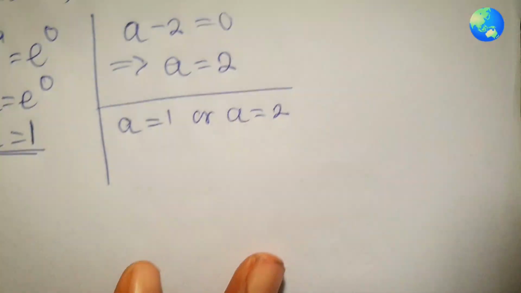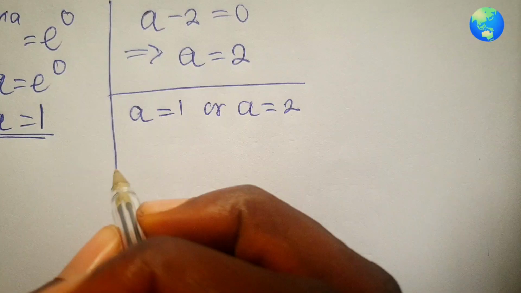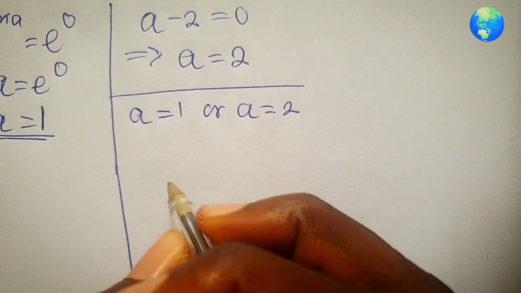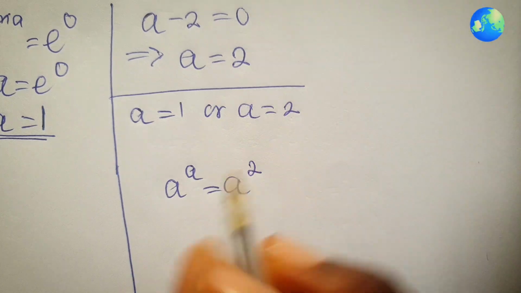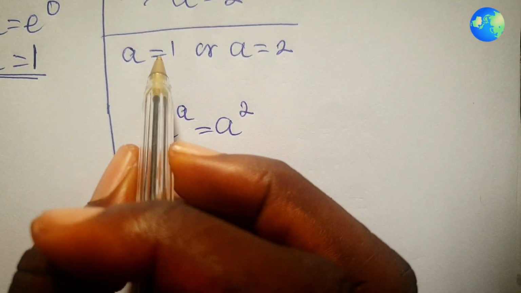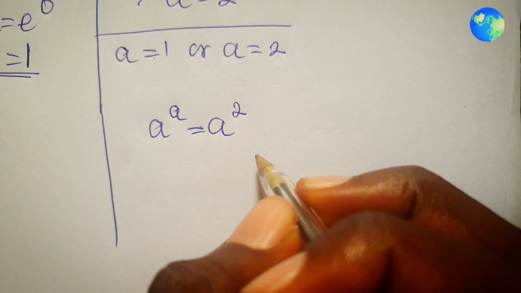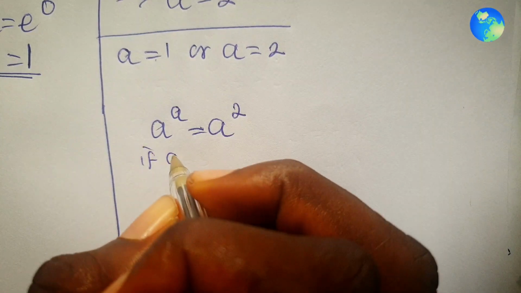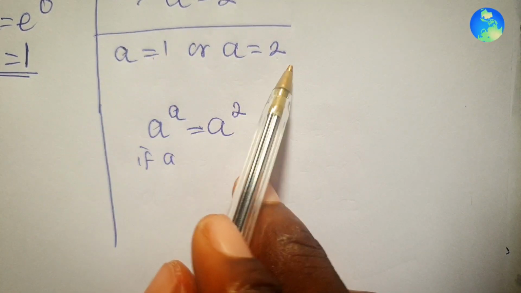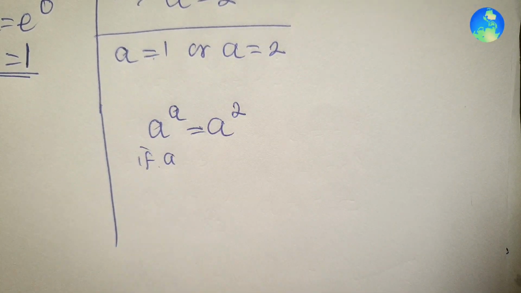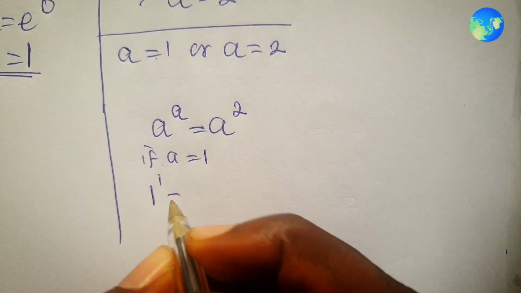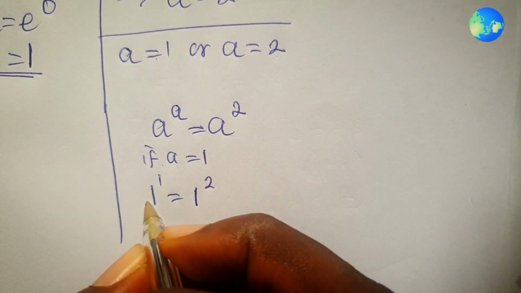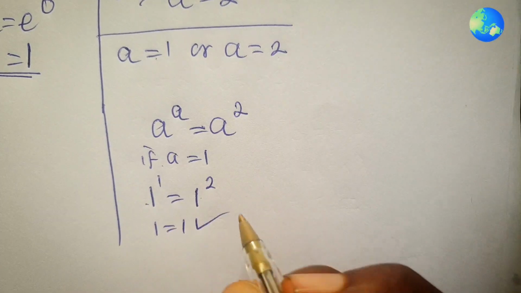We can as well check if the solution is valid. Recall that the question said a power a equals a squared, right? So for this, let's substitute 1 and see if it satisfies this. We are just trying to check if it's valid. So if a equals 1, let's see. 1 power 1 equals 1 power 2. We have 1 equals 1, checked.